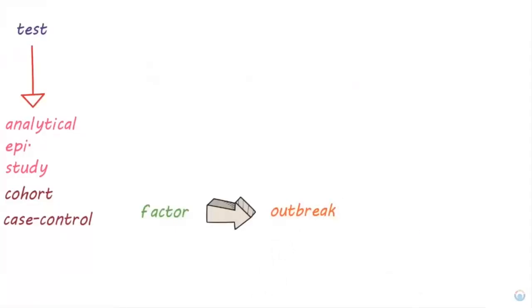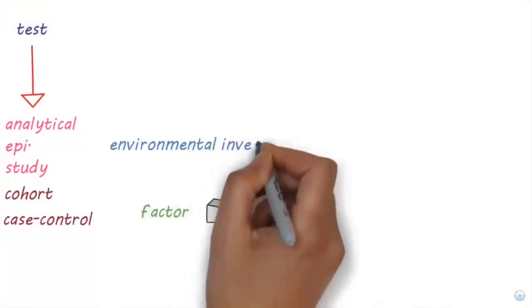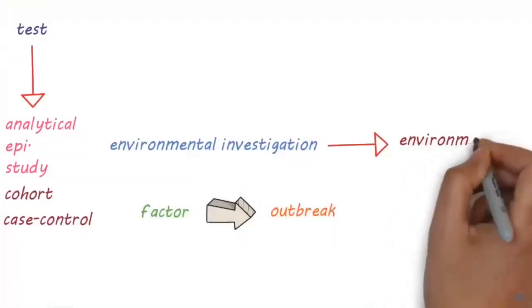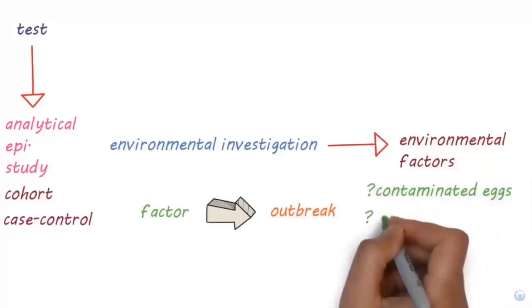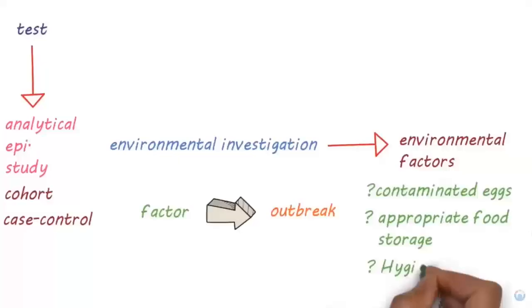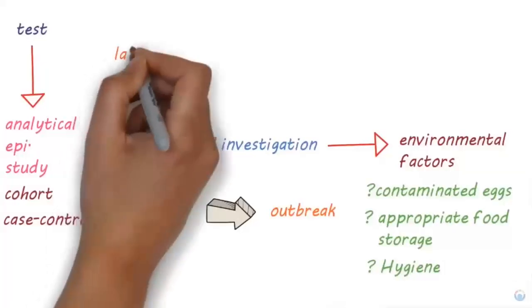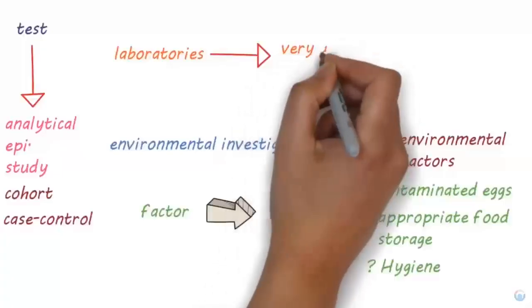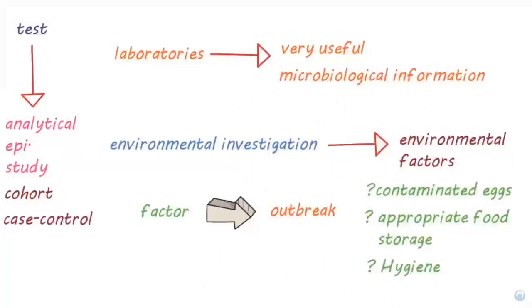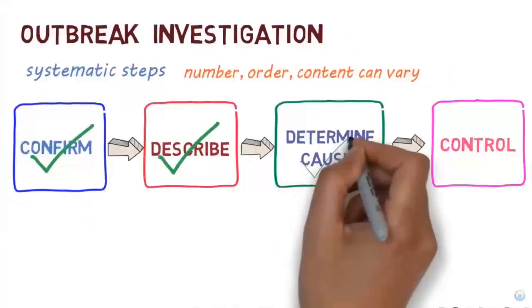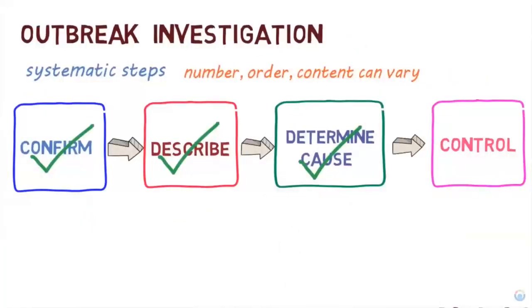In addition to the analytical epidemiological studies, an environmental investigation can also help confirm the hypothesis. For example, in a foodborne outbreak, the environmental investigation could identify factors like contaminated eggs, improper food storage, or poor hygiene standards that may have contributed to or caused the outbreak. Laboratories are very useful as they can provide microbiological information to confirm the hypothesis. And that concludes our third step of determining what could have caused the outbreak.